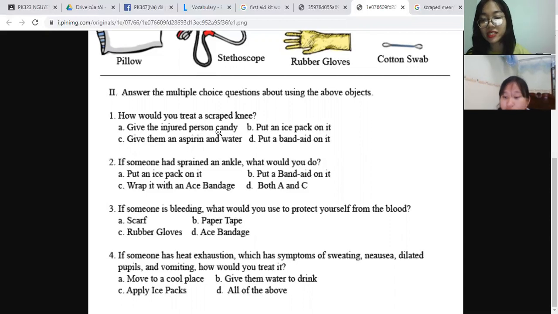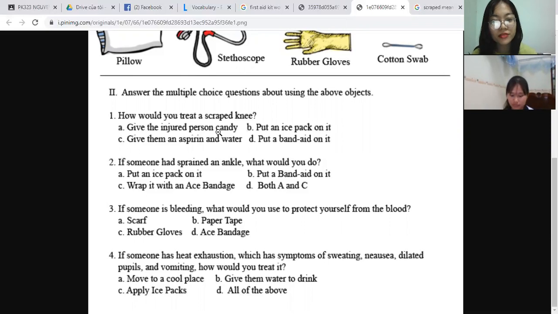We need a band-aid. Yes, band-aid. I think band-aid, but for the knee I don't know if the ice pack is correct or not. Because the ice pack, we only use it when you have a fever, right? Yes, maybe in your body the temperature is really high, and we need something like the ice pack to cool down the temperature in our body, right? Okay.